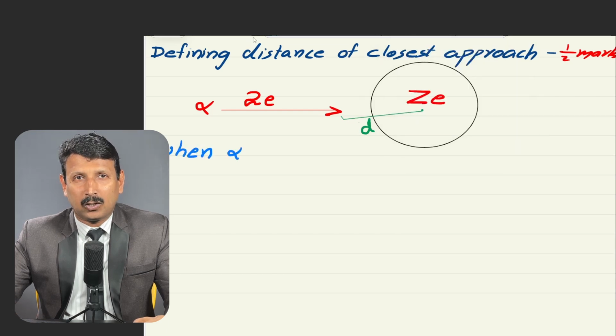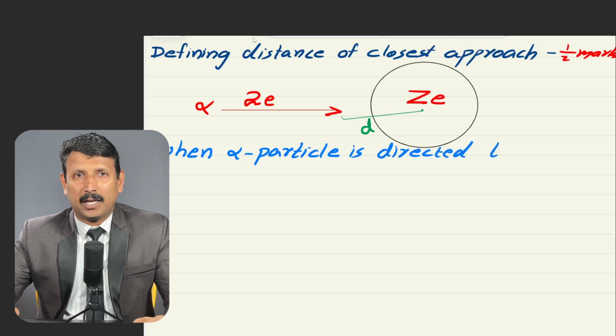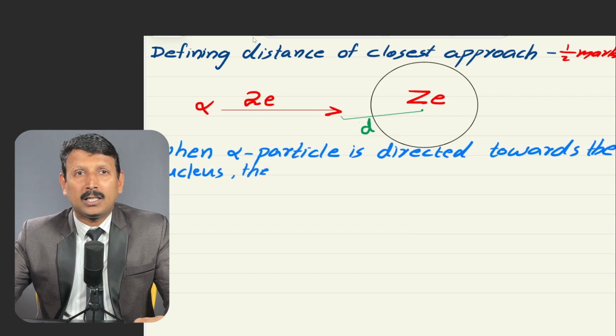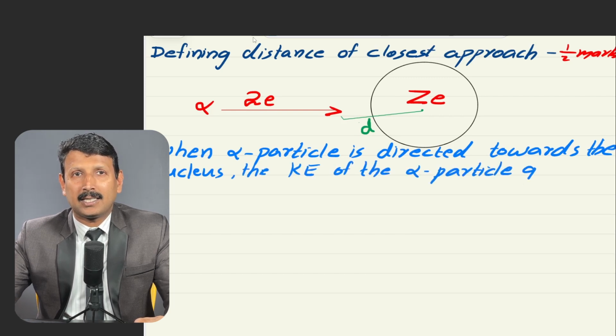There is a target nucleus and the alpha particle is coming to hit the nucleus. It cannot hit because there is an electrostatic repulsion between them. So up to what distance it can reach the nucleus, that is the matter here. That distance is the distance of closest approach.